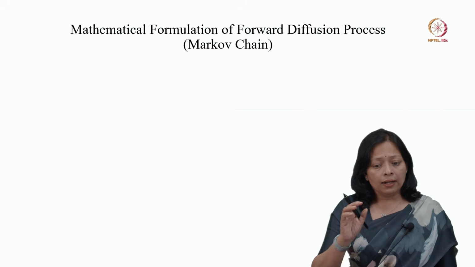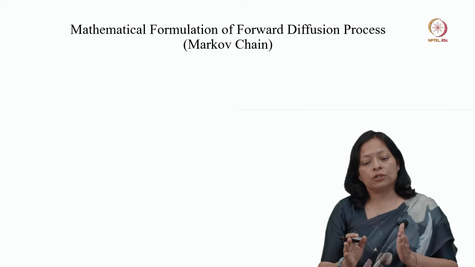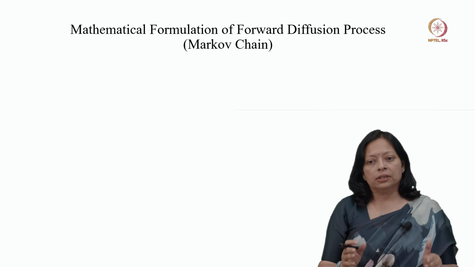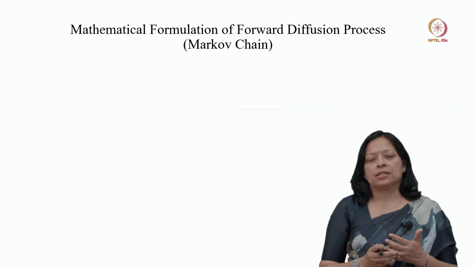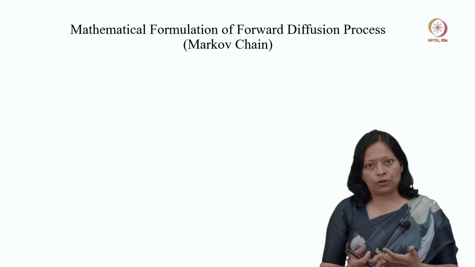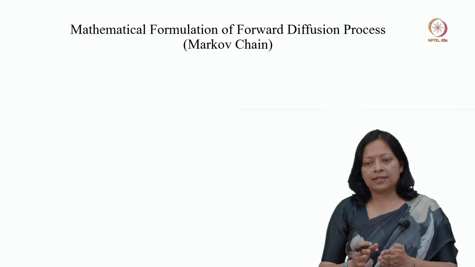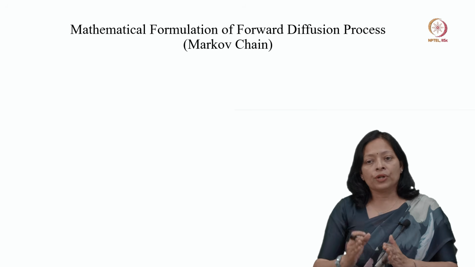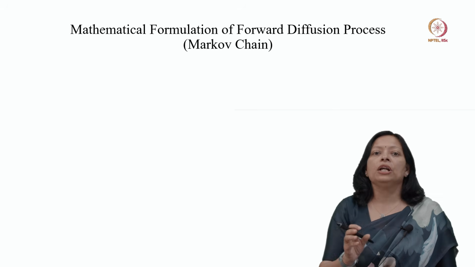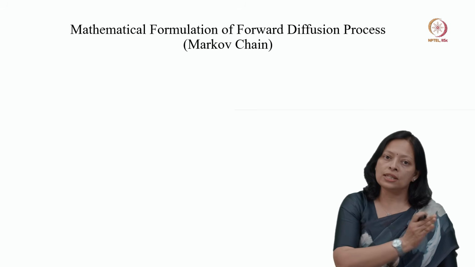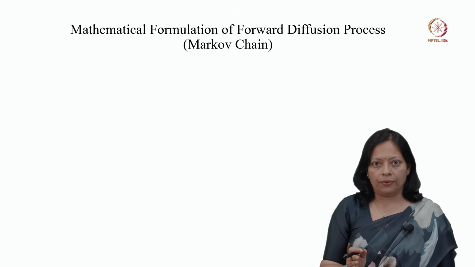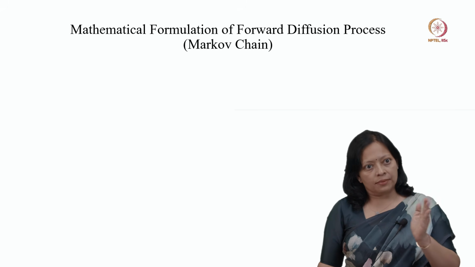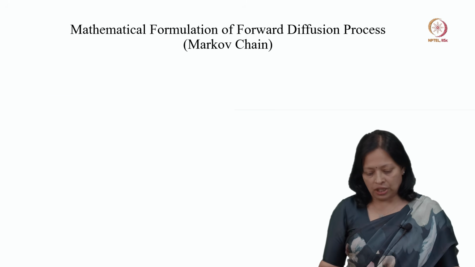Now, we will see what the mathematical formulation for the forward diffusion model in denoising diffusion probabilistic models is. Okay. Now, in one of my previous lectures, I introduced you all to what a Markov chain is. A Markov chain states that what my next state will be depends only on my current state, not on all the steps that have led me to the current step. Okay. So, that is a Markov chain, and our forward diffusion process is modeled as a Markov chain.